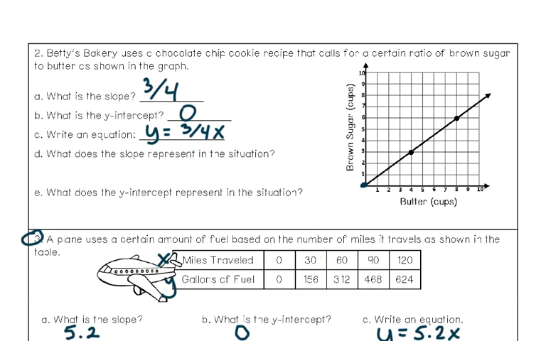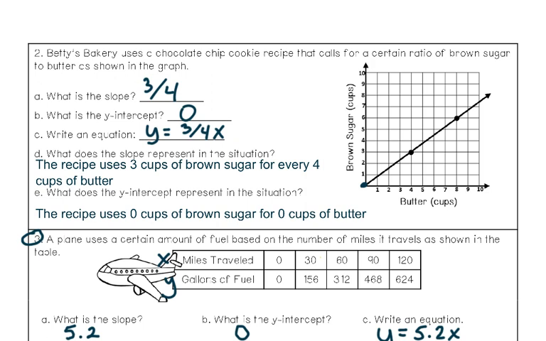Now let's go ahead and figure out, what does the slope and the y-intercept represent in this situation. Alright, so obviously to start, if you've not cooked anything, if you've not made any cookies, you're at 0, 0. 0 cups of butter for 0 cups of brown sugar. We can also say that the recipe uses 3 cups of brown sugar for every 4 cups of butter. Or in other words, 3/4 of a cup of brown sugar for every 1 cup of butter. And that's how we wrote an equation for this graph, and that's what it means.